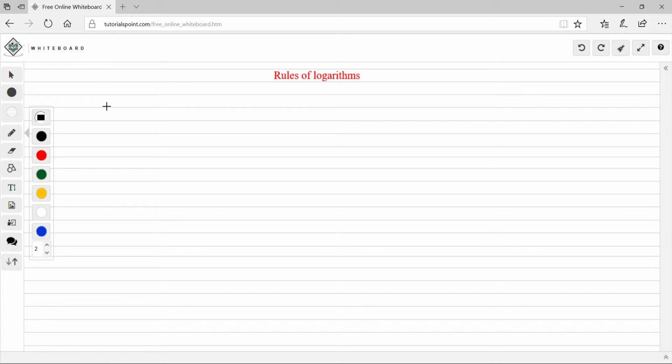So when you have a log base a of mn, that should give you, when you're basically multiplying, you're really adding the logs. So that's really just log a m plus log a n, right? So it's not that hard, just when you're multiplying, you're really adding.